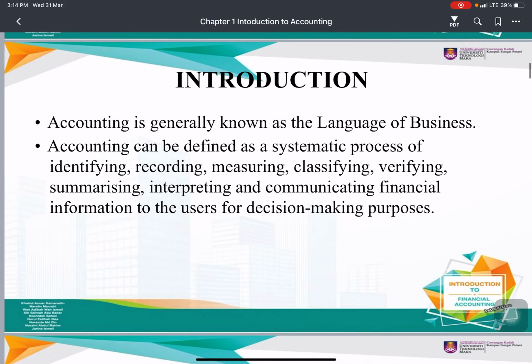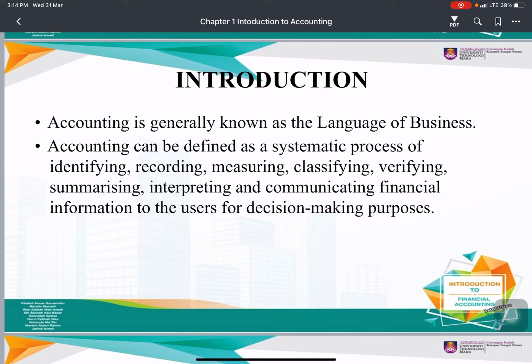As the introduction, generally accounting is known as the language of business. It is defined as a systematic process of identifying, recording, measuring, classifying, verifying, summarizing, interpreting, and communicating financial information to the users for decision making. So this is the whole process.